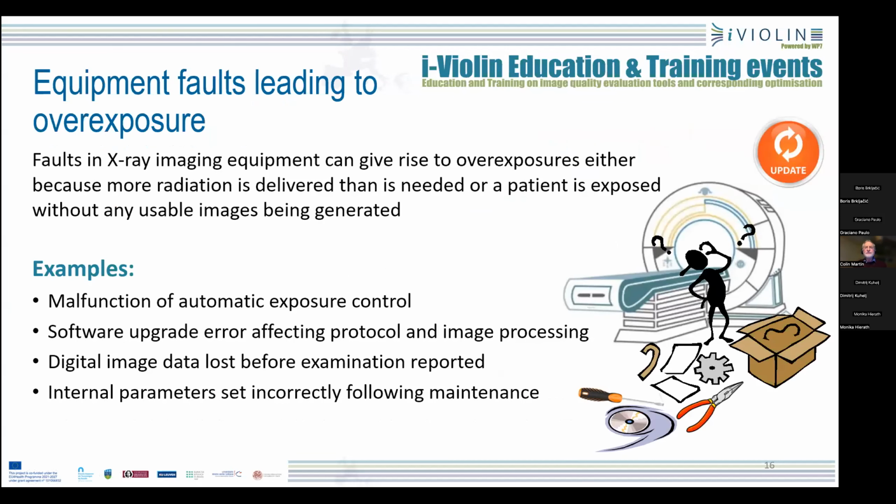Now, equipment faults require a slightly different approach. The faults in the X-ray equipment could very well give rise to more overexposures if you just left it in service. So the examples of the things that might occur are malfunction of the automatic exposure control, a software upgrade affecting the protocol and image processing. Could be something happening so that digital image data is lost, or some internal parameters have been set incorrectly after maintenance.